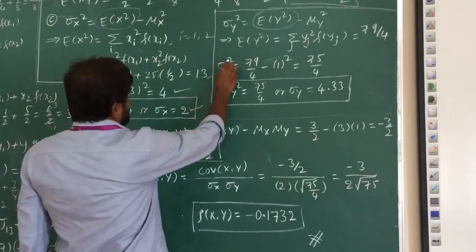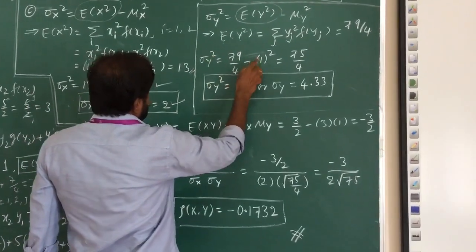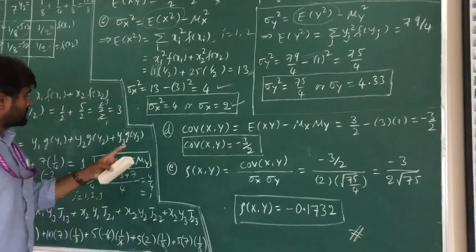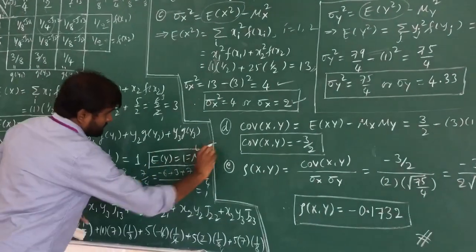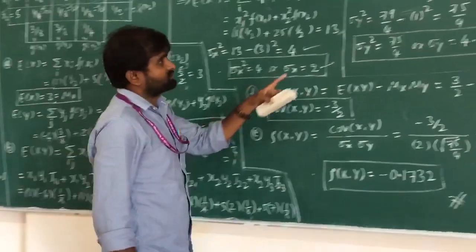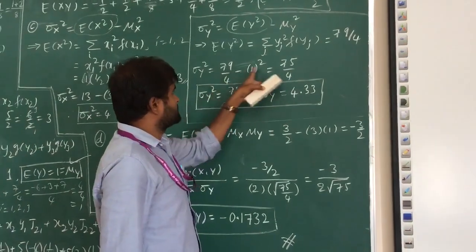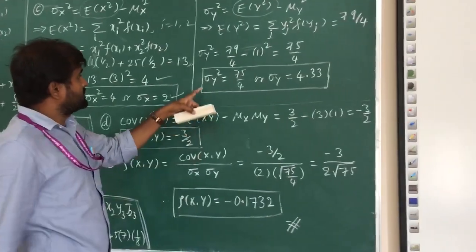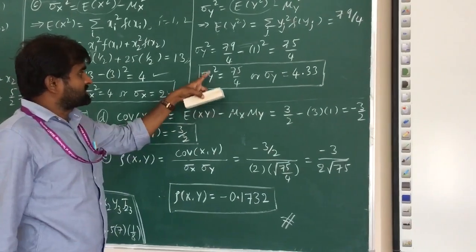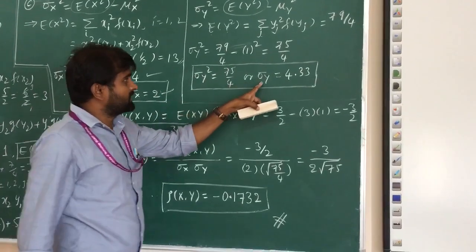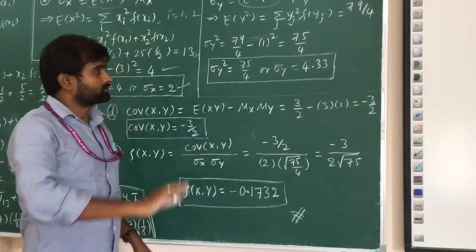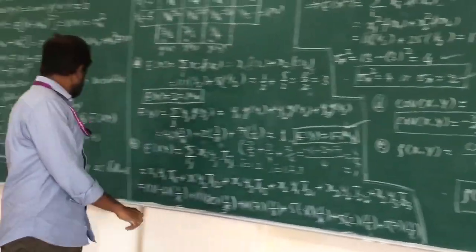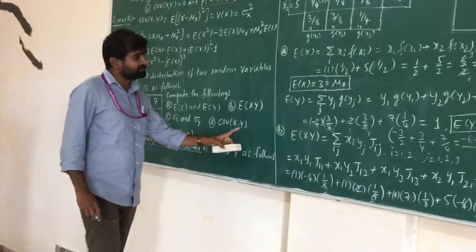So delta y square is 79 by 4 minus mu y square. Here mu y is 1, so 1 square is 1. After simplifying here, 75 by 4. Right? Similarly, delta y square is 75 by 4, or delta y is the square root of it, so 4.33. Then the next one is covariance of xy.